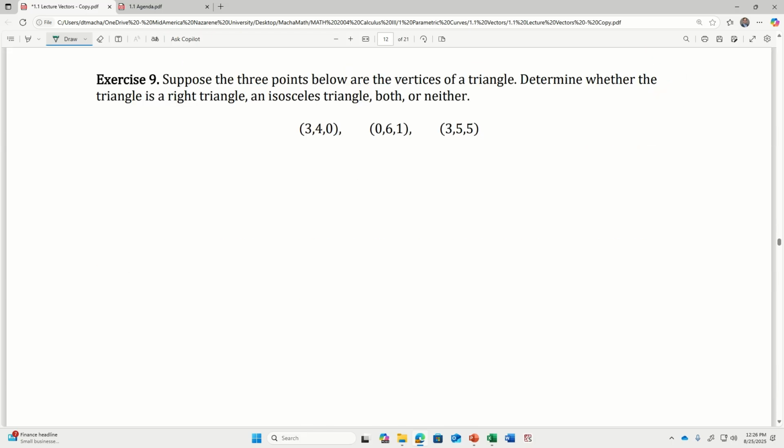Suppose the 3 points below are the vertices of a triangle. Determine whether the triangle is a right triangle, an isosceles triangle, both, or neither.